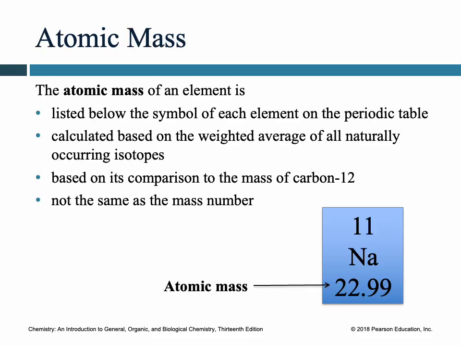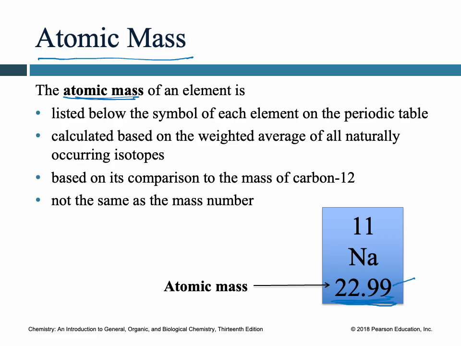Another thing you'll find is the atomic mass. So what is the atomic mass of an element? This number that you will see on the periodic table, that's written under every single symbol of an element, is called the mass of an atom. That is called the atomic mass of an element.